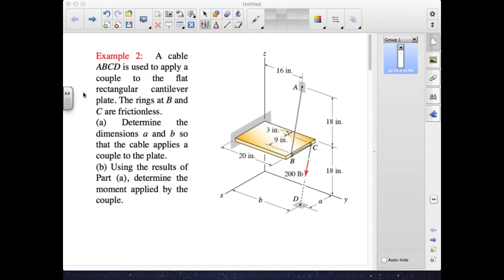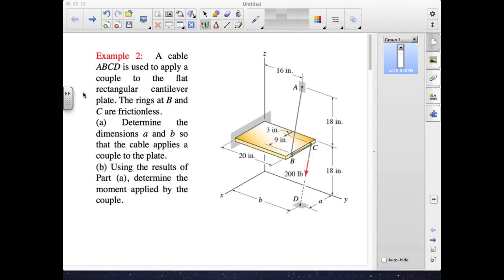In this second example, a cable is configured through rings at B and C in such a way as to apply a twisting load to the end of the plate. The specification that the rings are frictionless is a way of telling us that the tension in the cord is uniform. The problem begins by asking us to specify dimensions A and B so that the forces are aligned, equal and opposite, and so constitute a couple. The second part asks us to then determine the moment of that couple.